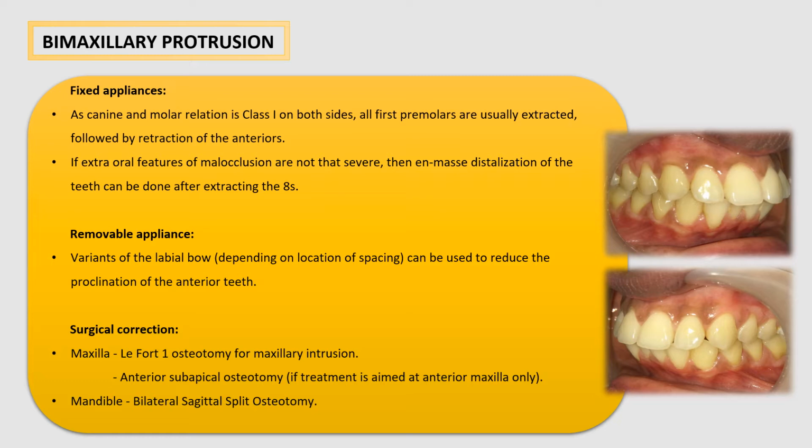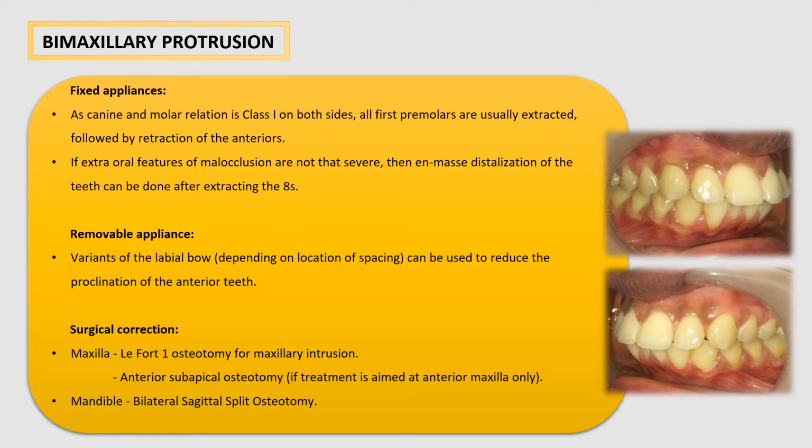However, if the patient prefers or you feel that the severity of the malocclusion can be treated with removable appliances, you can have several variants of a labial bow, and these will help in the reduction of the proclination of anterior teeth, or you can correct mild rotations and also closure of mild space between the central incisors or between centrals and laterals, or any generalized spacing which might be existent in the anterior or the posterior arches. When it comes to surgical corrections for the maxilla, you can perform a Lefort-1 osteotomy.